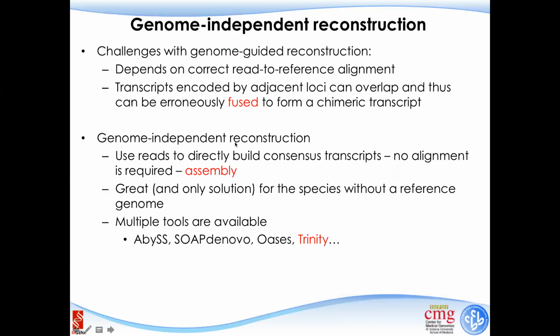The genome-independent reconstruction method first uses reads to directly build consensus transcripts. No alignment is required. It's called assembly, and it's great for species without a reference genome. For example, just regard cancer as a new species, though the cancer genome is still quite similar to the normal human genome. There are also multiple tools we have introduced, such as Trinity and Bridger.